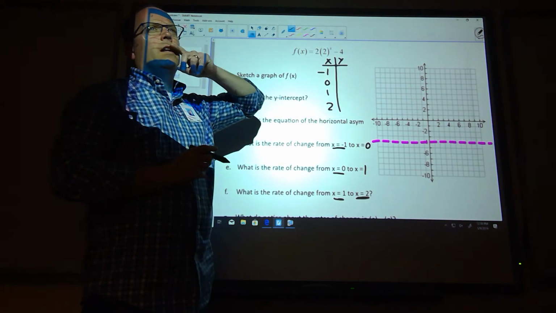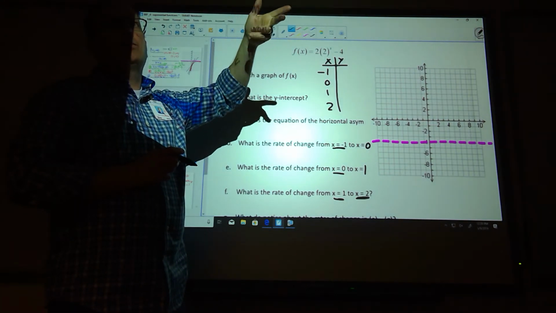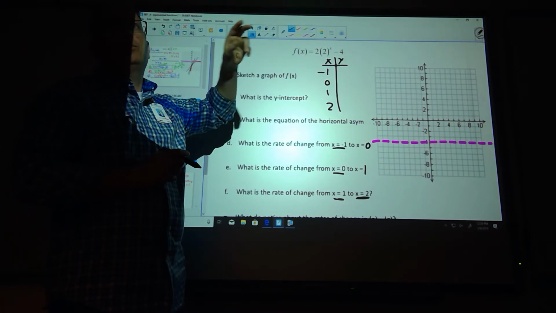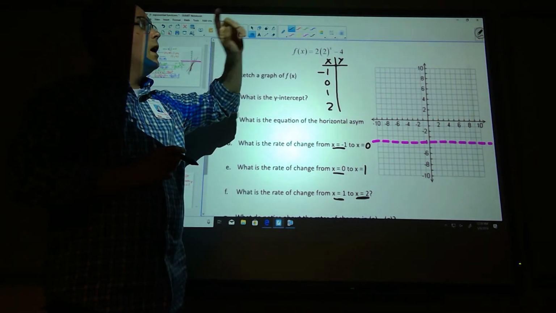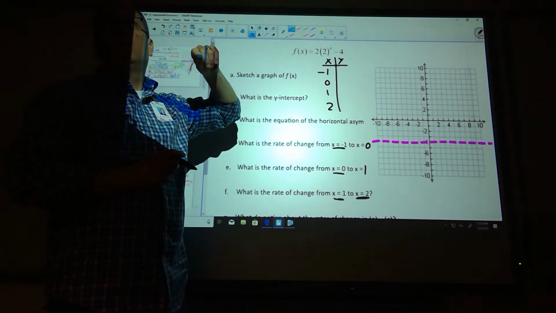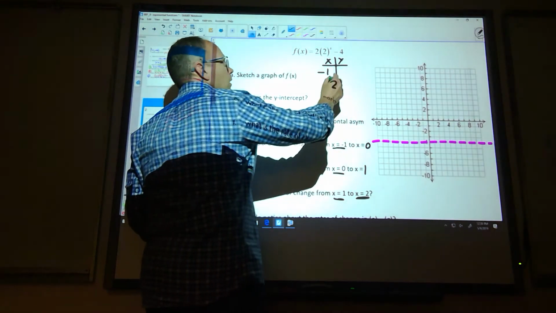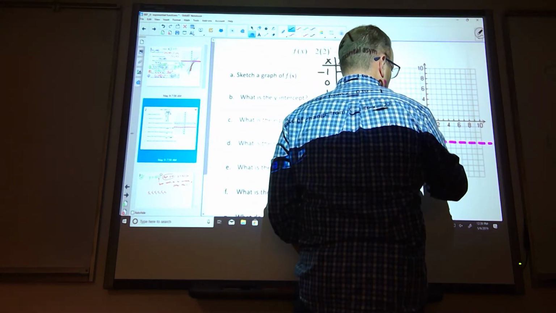2 raised to the -1. It flips over, doesn't it? A negative exponent flips it over. So how do I flip 2 over? 1 over 2, so half. Half times 2, 1. 1 minus 4, -3. Okay. So -1, -3.